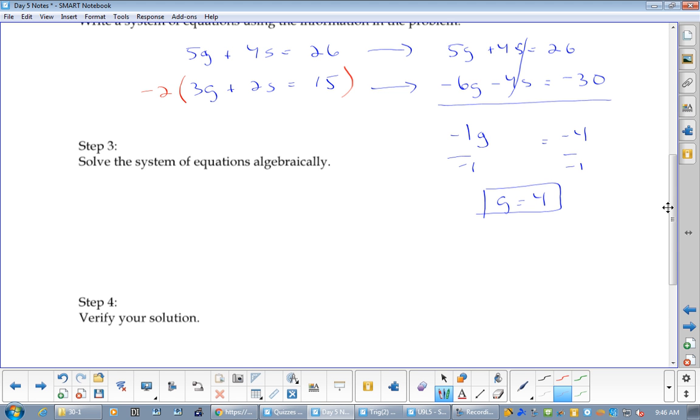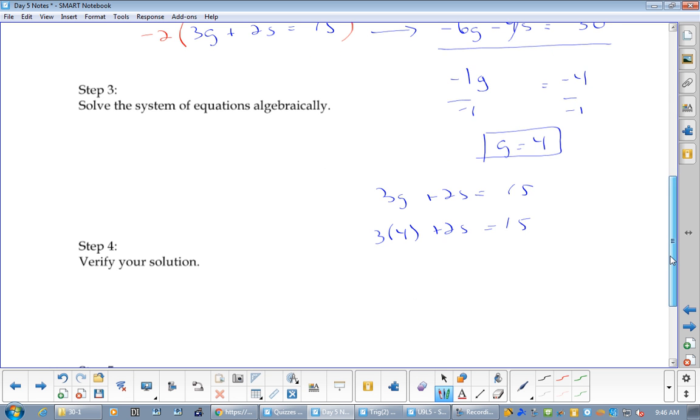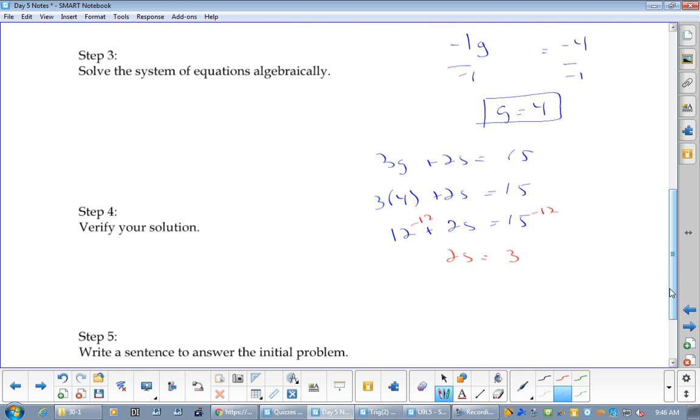Okay. Now, for this one, why don't we substitute into the second equation? Why? Because we haven't done it before, so let's do it now. So I'm going to substitute into 3G plus 2S equals 15. So 3 times 4 plus 2S equals 15. So then I'll have 12 plus 2S equals 15. We'll subtract 12 from both sides. 2S equals 3.